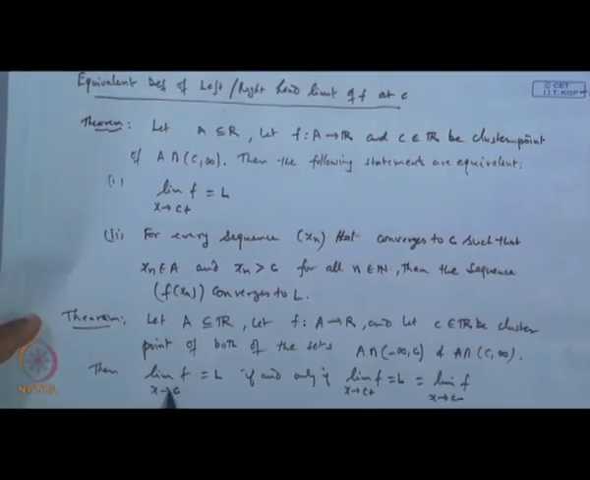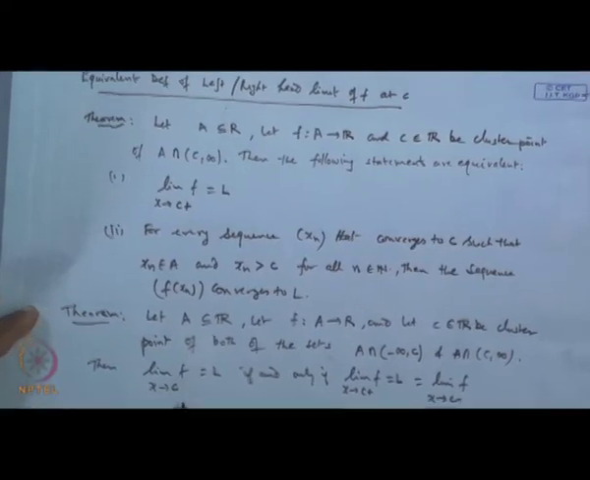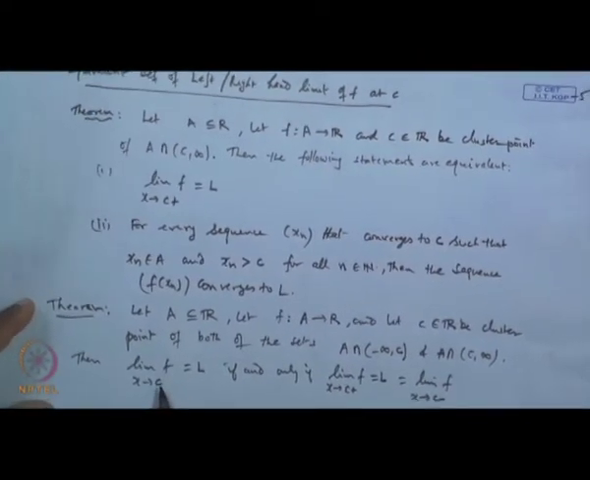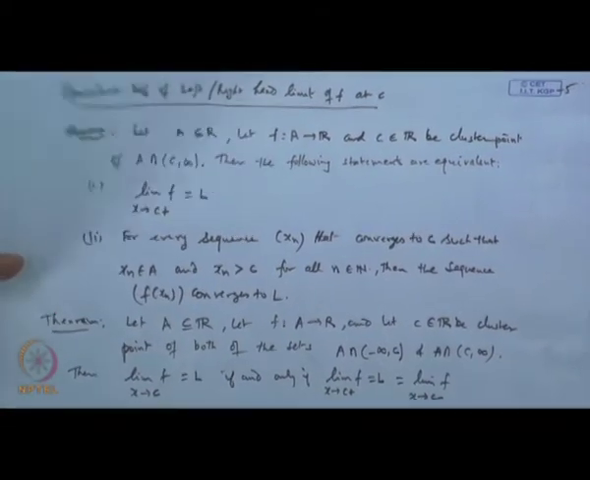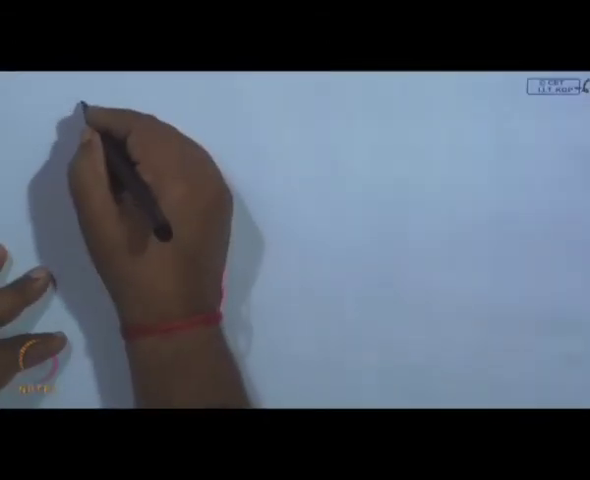Then we come to infinite. So far we have taken only the concept of the limit when c is finite, the limiting value is finite, L is also finite. Now we will take the case when the limiting value is finite, but the limit comes out to be infinity. So what will be the form of the definition when the limit L comes out to be infinity or minus infinity? Now, this is the definition.